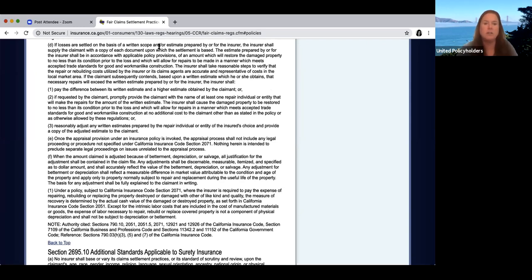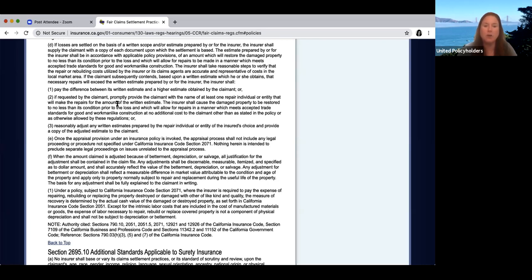If losses are settled on the basis of a scope and/or estimate prepared by the insurer or for the insurer, the insurer shall supply the claimant with a copy of the document, and take reasonable steps to verify that it's accurate. If the claimant contends, based on a written estimate which they obtain, that the repairs will exceed the written estimate prepared by the insurer, the insurer either shall pay the difference. This is the one I was talking about.